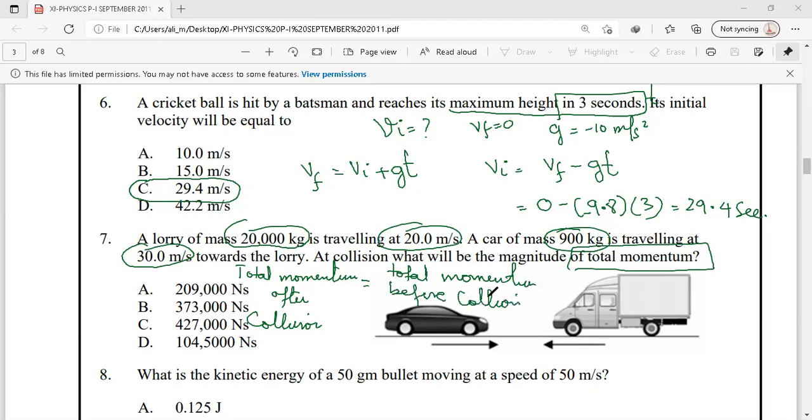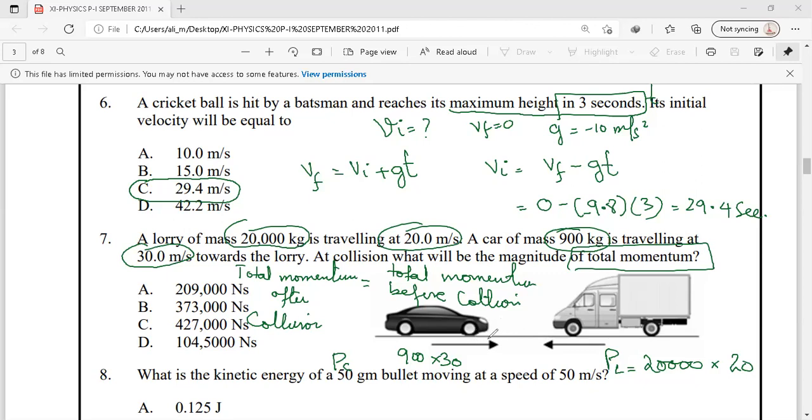So let's find out the momentum of the lorry and of the car. The mass of the car is 900 and the velocity it is traveling at is 30 meters per second. So this will be the momentum of the car. For the momentum of the lorry, it will be equal to 20,000 multiplied by a velocity of 20 meters per second. We know that momentum is a vector quantity, since velocity is a vector quantity.